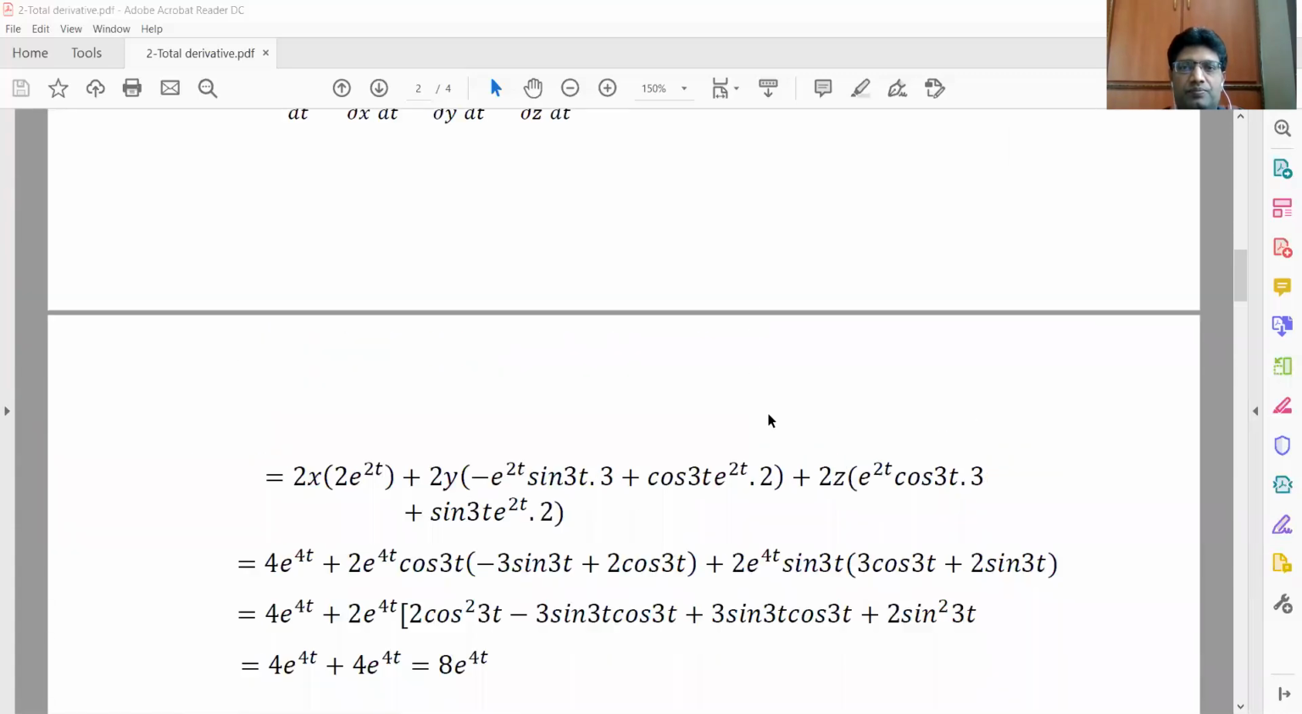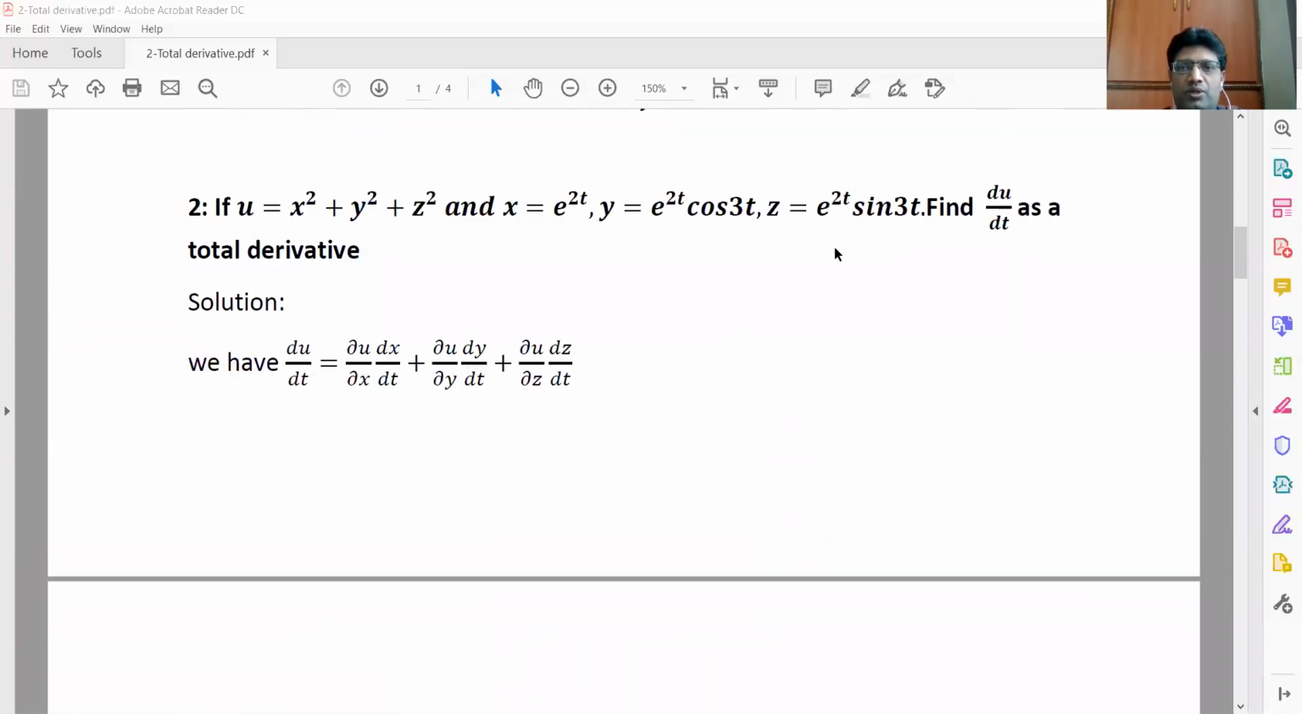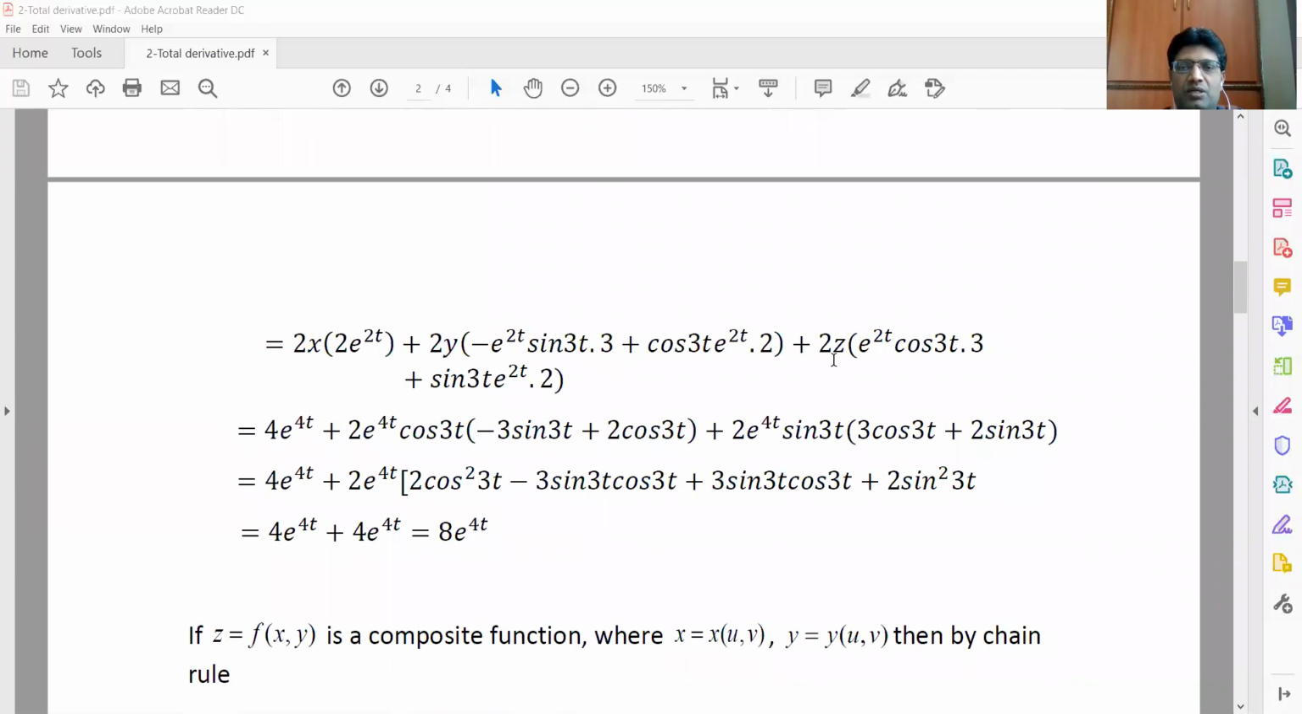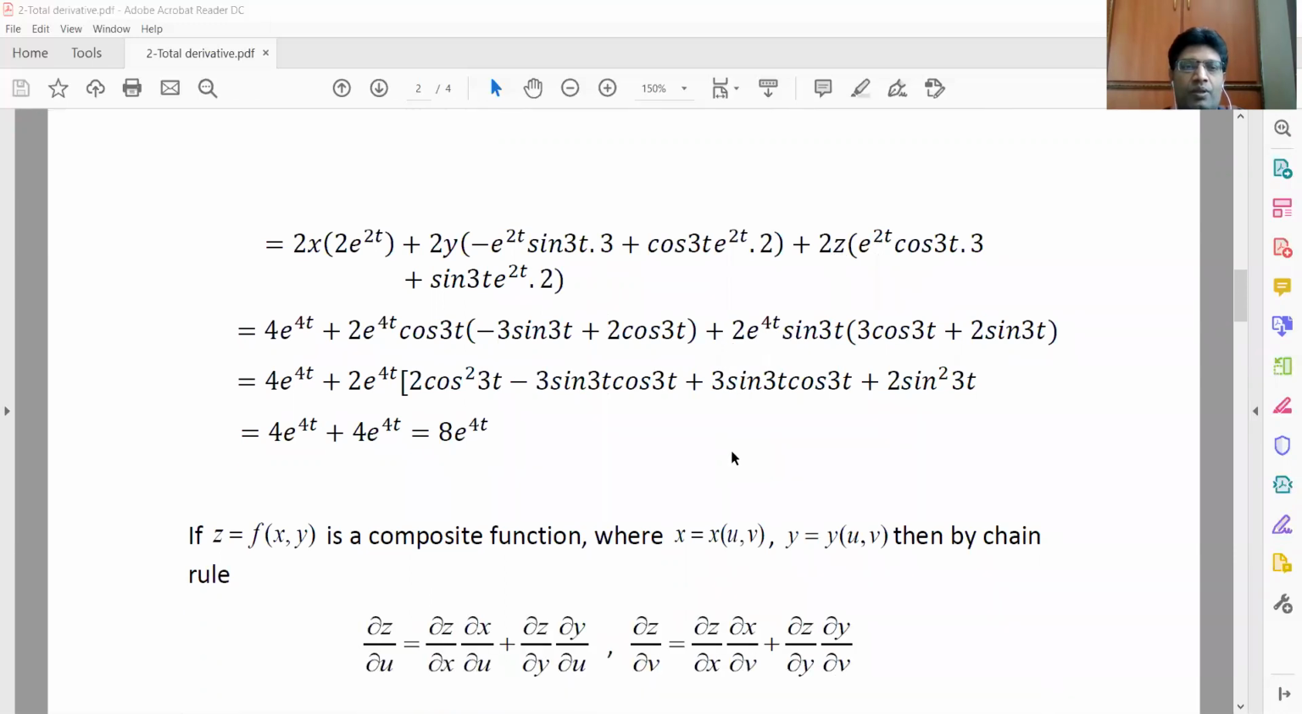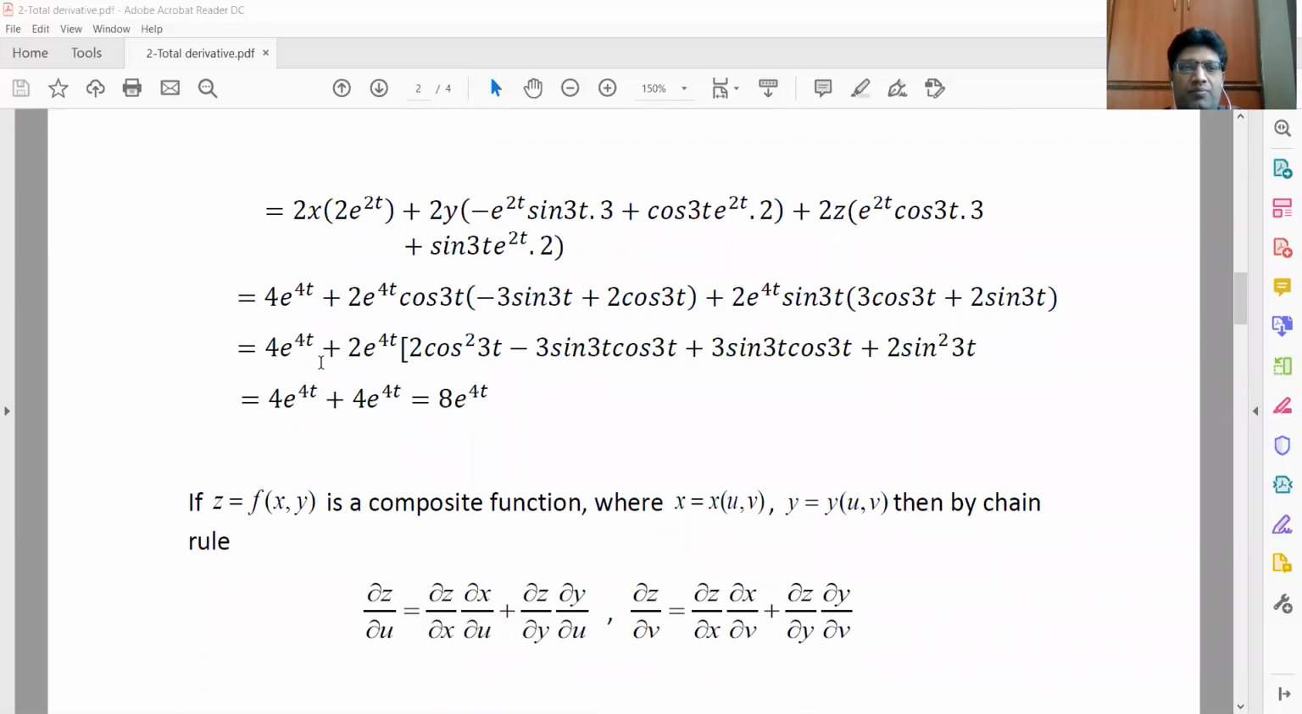z is e^(2t) sin 3t. This e^(4t) is coming because we are taking out this e^(2t). So now 4e^(2t). So what is common in all this? 2e^(4t) is common.